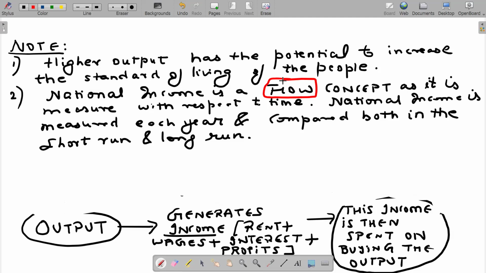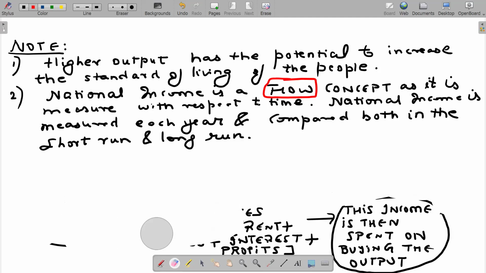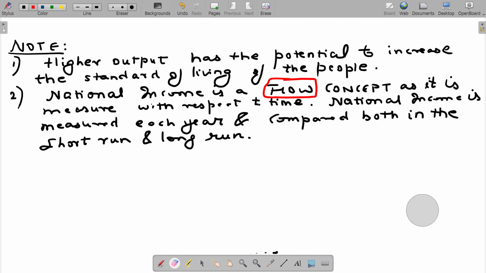So I hope so far students are clear. Now let's understand national income statistics. Let's first of all understand what a national income statistic is. We have talked about national income. Let's understand what the national income statistic is, and then I'm going to jump to the measures of it, like gross domestic product, gross national product, and so on. So students can now write national income statistics.